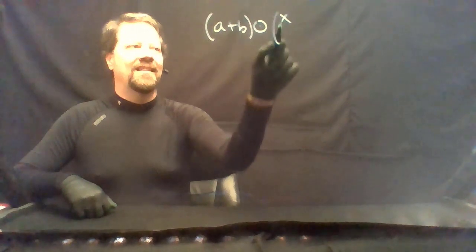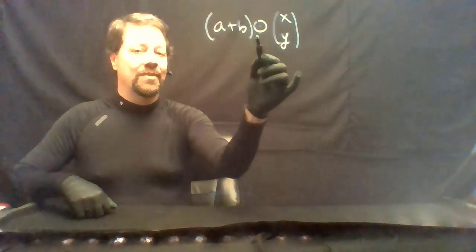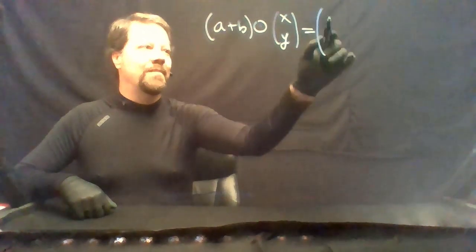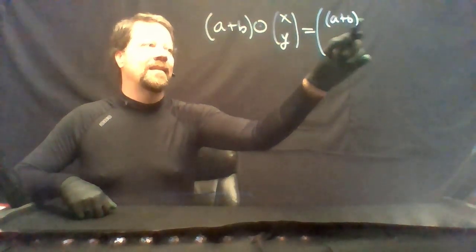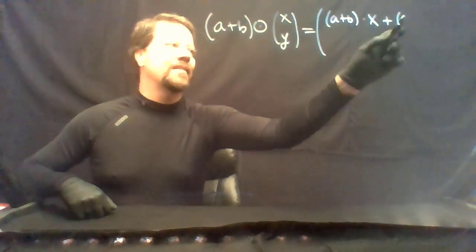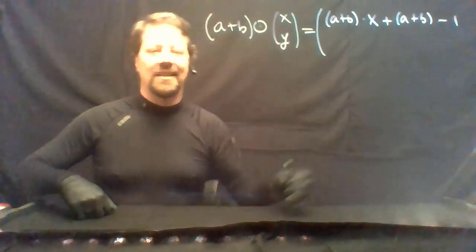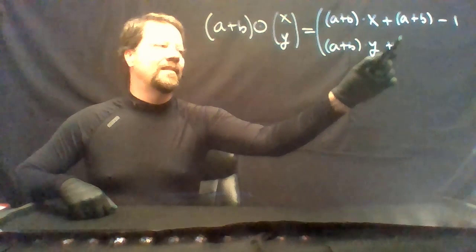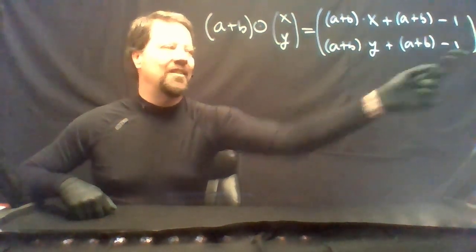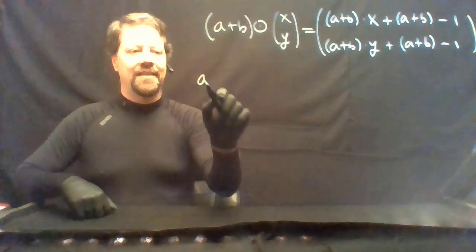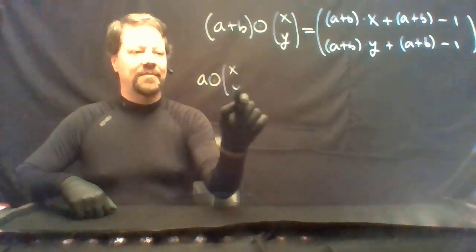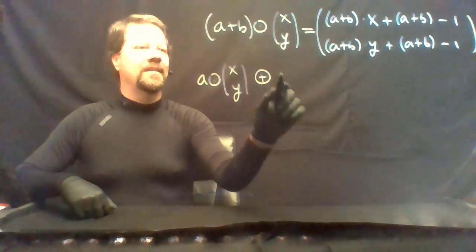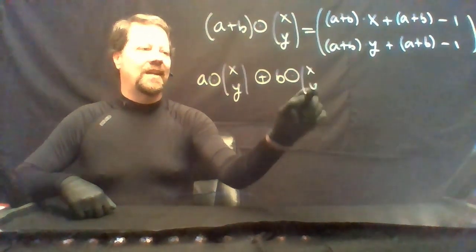The one remaining distributive law. Let's look at a plus b times xy. According to our definition of circle times, this is going to be a plus b times x plus a plus b minus 1. And we also have a plus b times y plus a plus b minus 1. Now on the other side, we have a times xy, circle plus b times xy.